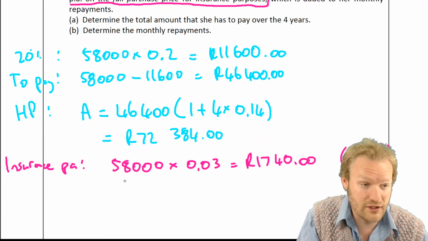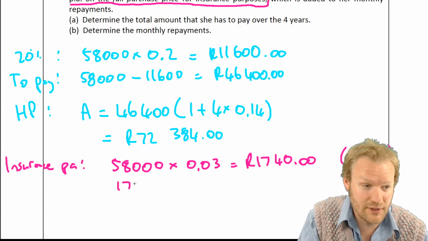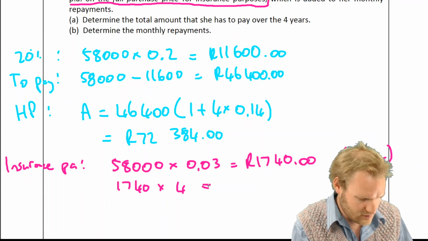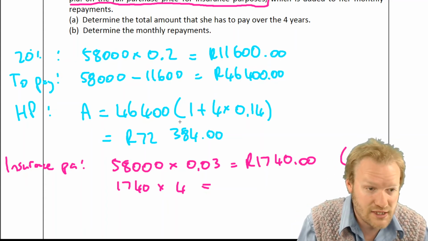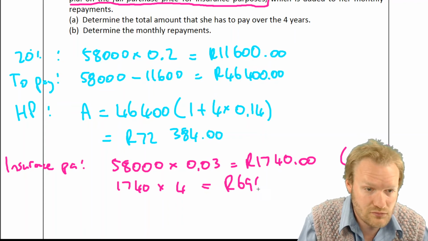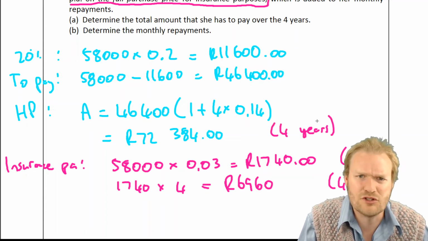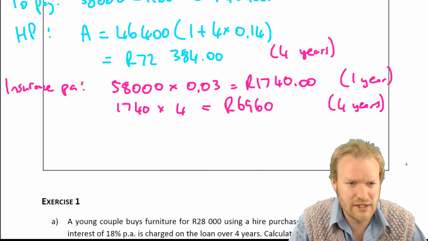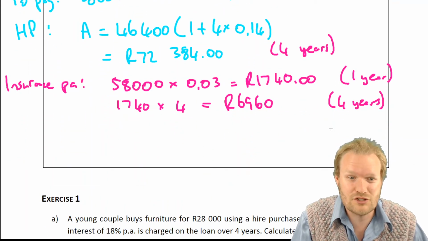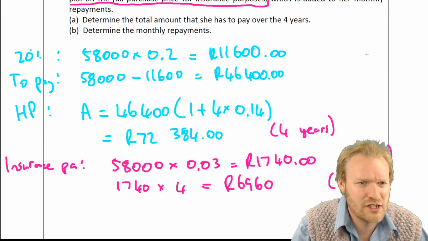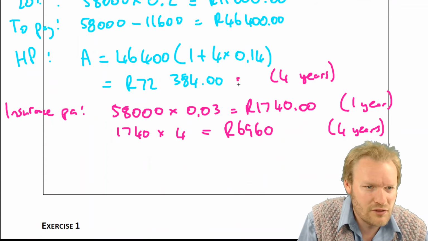So for 4 years, then it would be that amount, 1,740 times 4 years, which is 6,960. So that would be for the 4 years. And this was also for the 4 years. Sometimes it's useful just because there's quite a lot going on, so it's useful to see what we're dealing with. So determine the total amount she has to pay over the 4 years. Well, it would be this amount plus this amount.